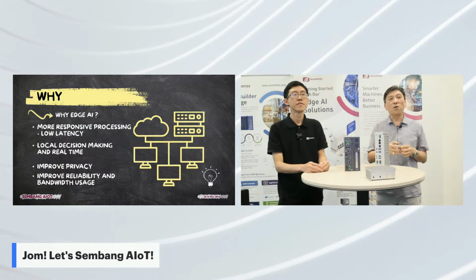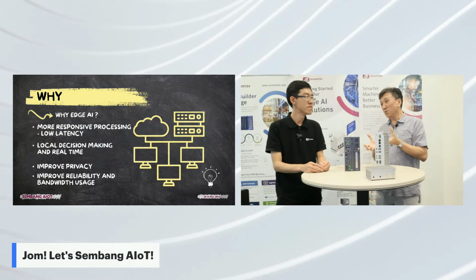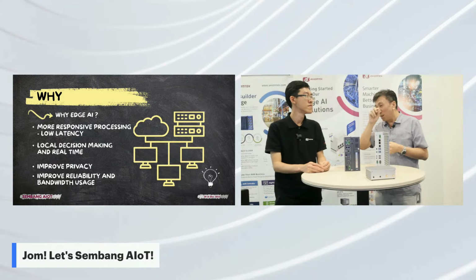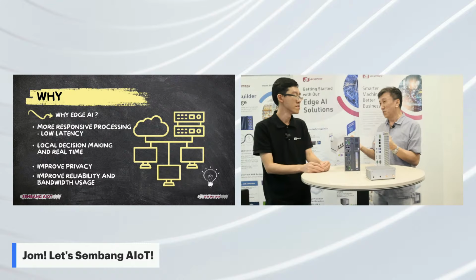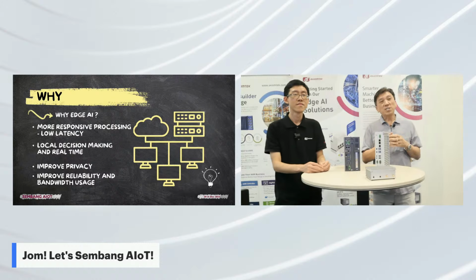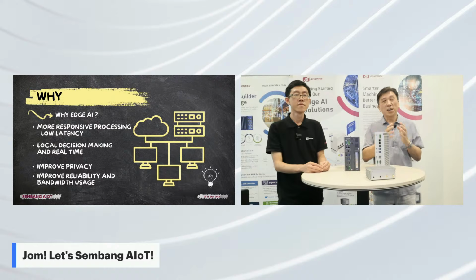So we talk about Edge AI, why we need the Edge AI. Actually, there are some similarities with Agentic AI. Edge AI, same thing, they want to be more responsive. Of course, in Agentic AI also, with multiple agents, each agent also has to be very responsive in the end. So there are some similarities. Of course, Edge AI means local decision making, improved privacy, and also improved reliability with the least bandwidth.